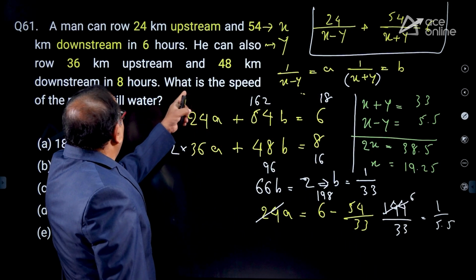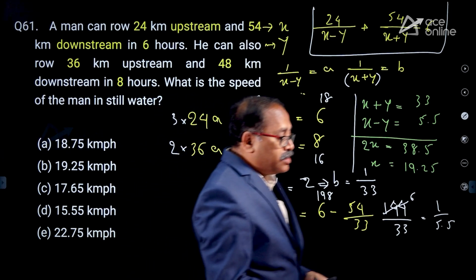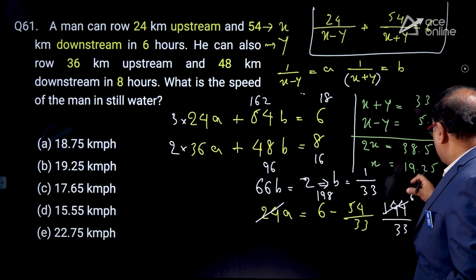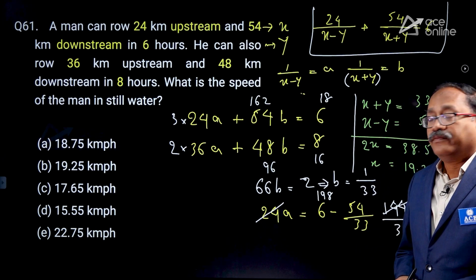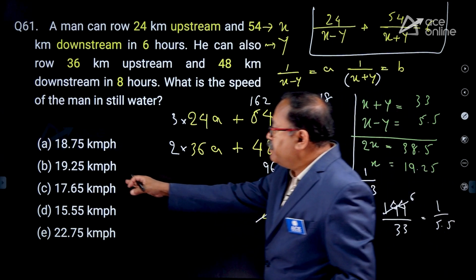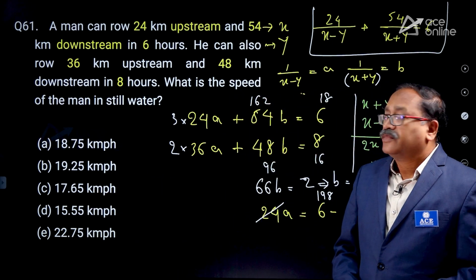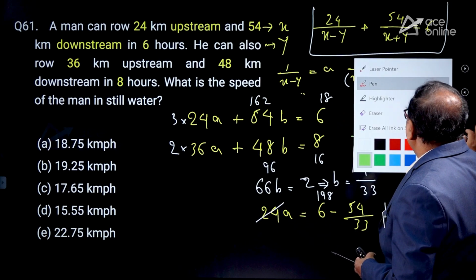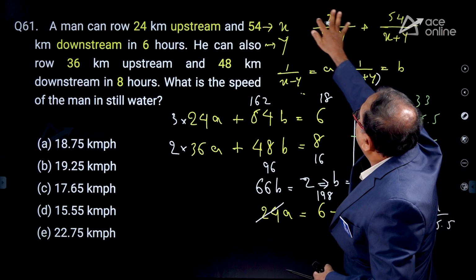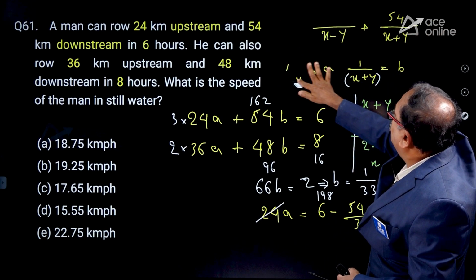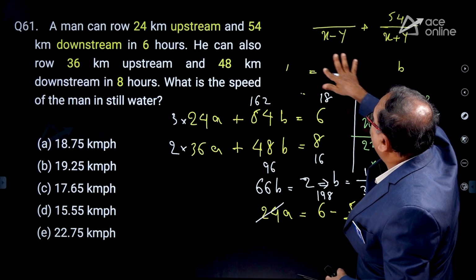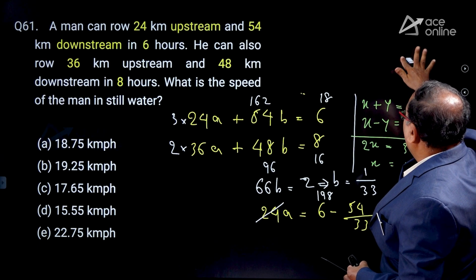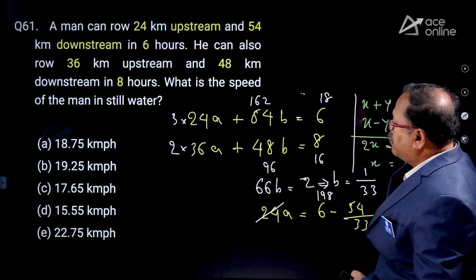What is the question? Then what is the speed of the man in still water? The speed of the man in still water is nothing but 19.25. Do we have option 19.25? Option choice B. Okay. So while you are actually writing the exam, you are not going to write all these things. It is expected that you know these things. Then only you will be able to attempt this question in the given time, or else it will consume a lot of time to answer the question.